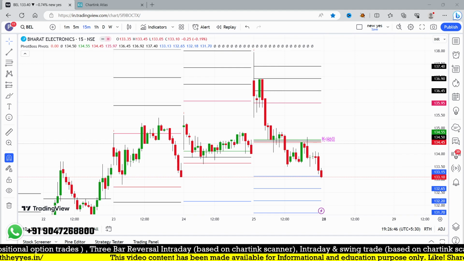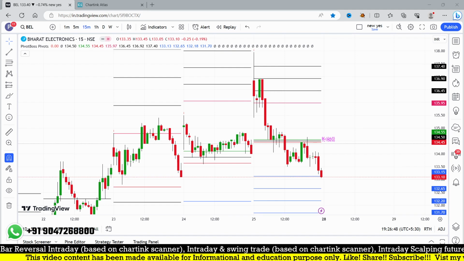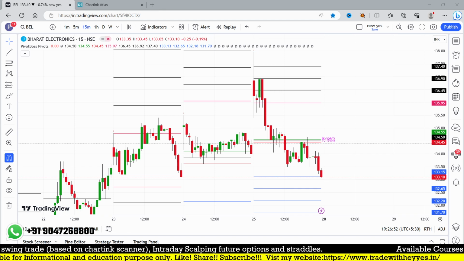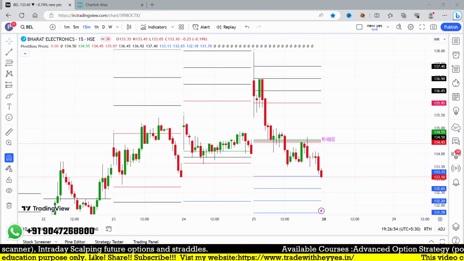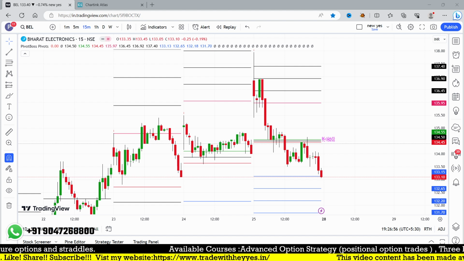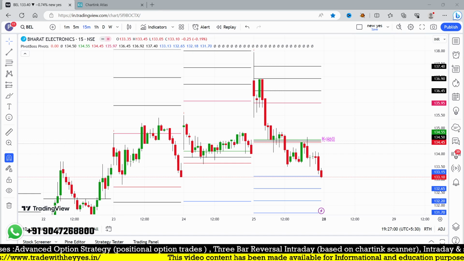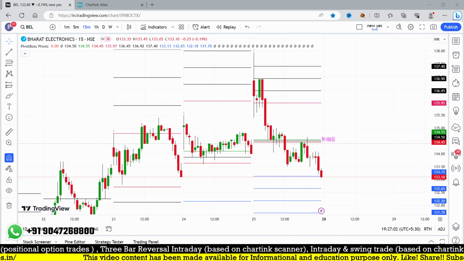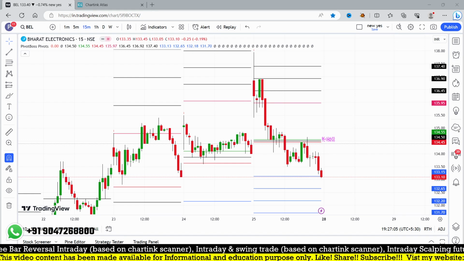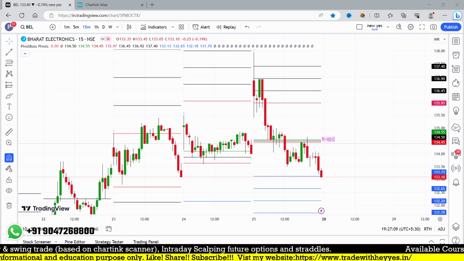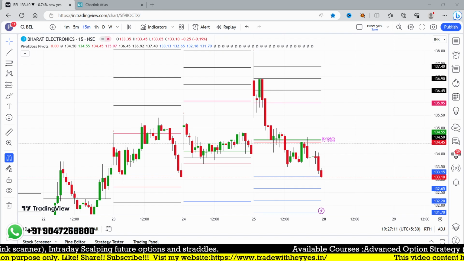In this video, I'm going to discuss the scanner, and I'm going to create a scanner on Chartink for stocks which open above the CPR resistance one in the first 15 minutes. Why are we going to create this scanner and how is it useful for intraday trading? We can find a trend reversal after the gap up. That is the main logic.